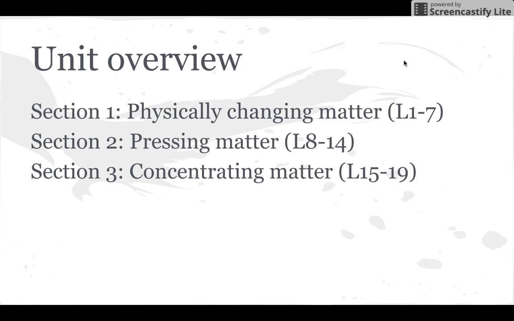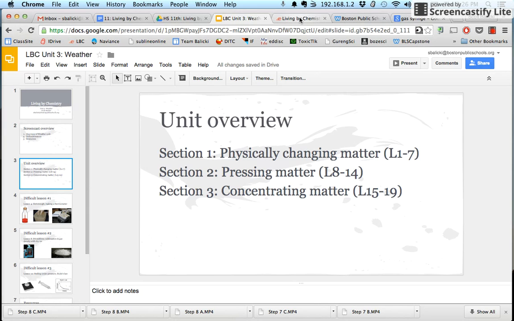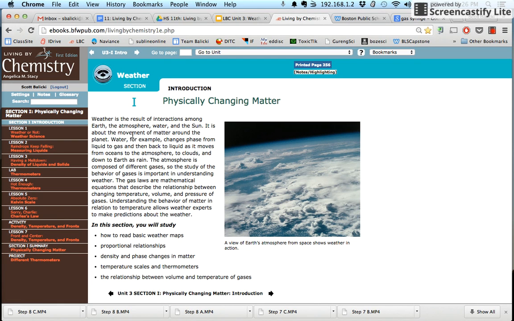And then in Section 3, concentrating matter is when we talk about the idea of how changing the number of particles changes gas properties. So to go through the lessons themselves, in the first section, we begin with our hook into the unit where we talk about weather science and the sorts of things that could be measured and how they could be related to the weather.